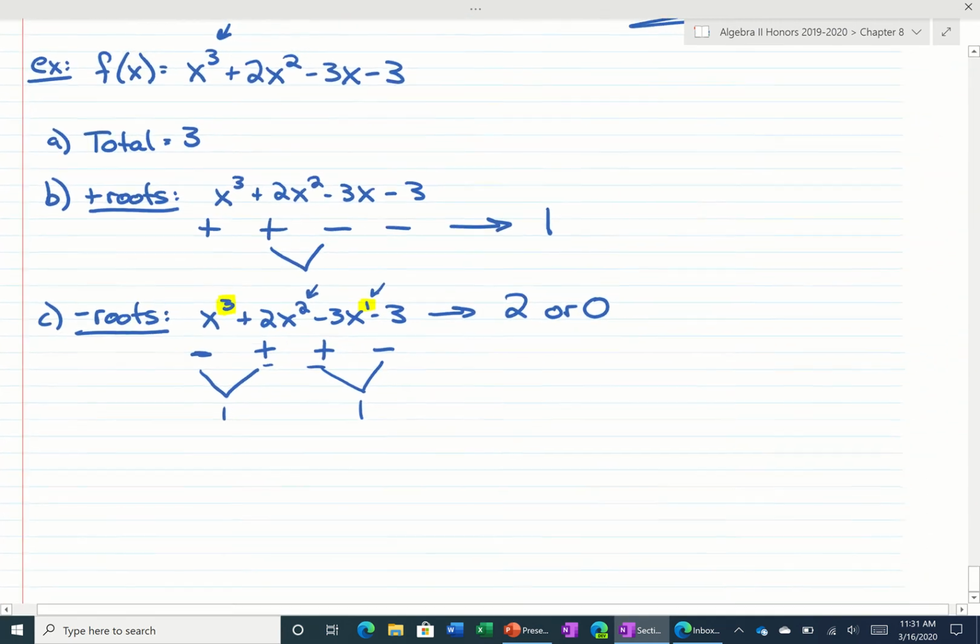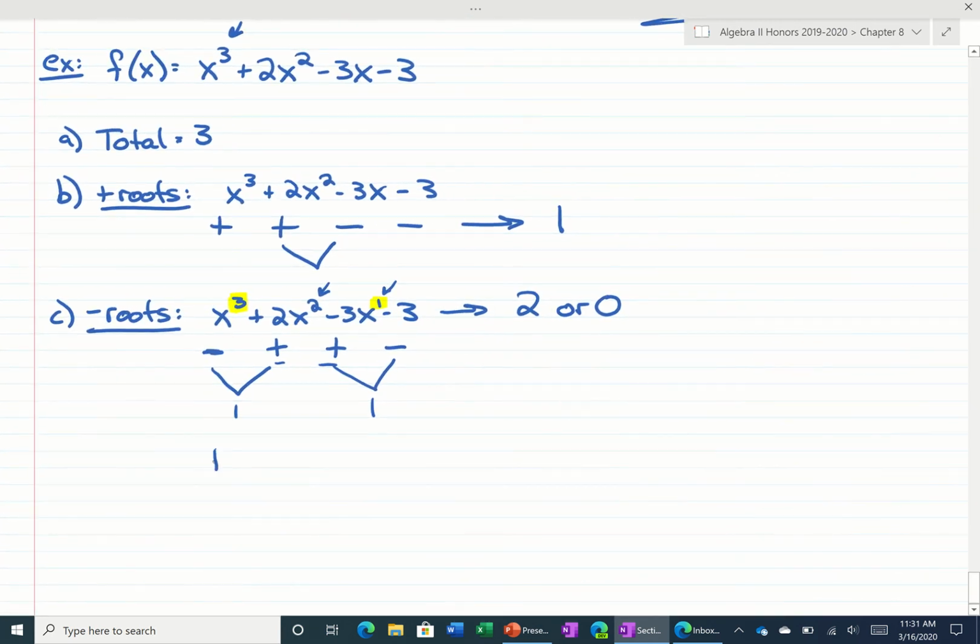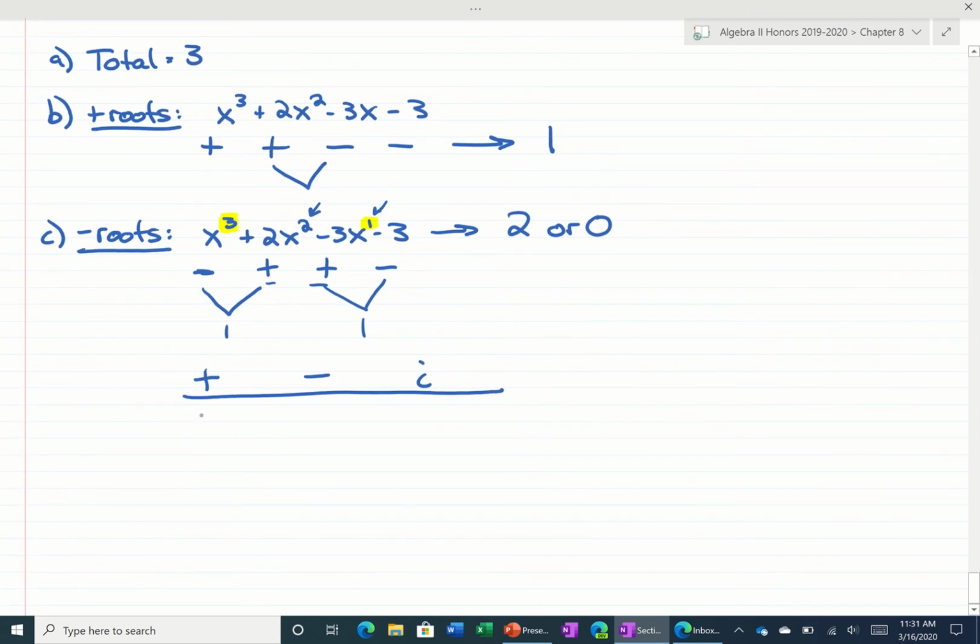So let me show you the way I would like you to answer these. As far as our possible positive roots, negative roots, and imaginary roots, we know that there's 1 positive, and there could be 2 negative. So if we have to come up with a total of 3, there would be 0 imaginary. There could be 1 positive and no negative roots. So to get a total of 3, there could be 2 imaginary.